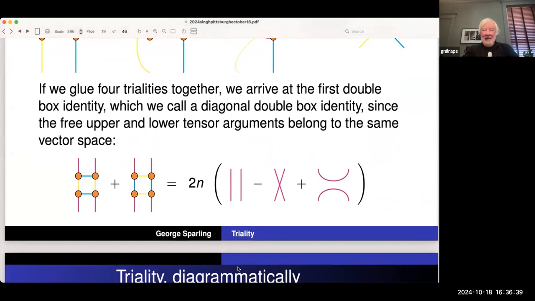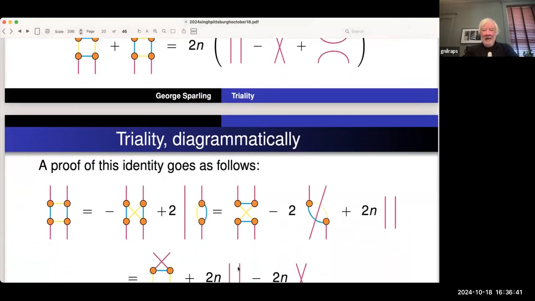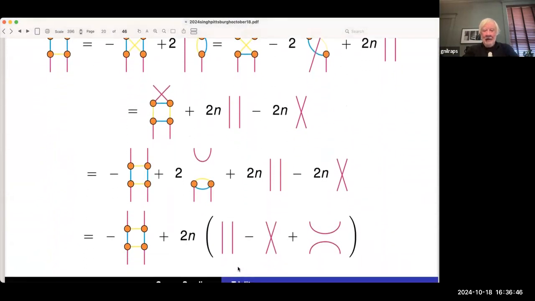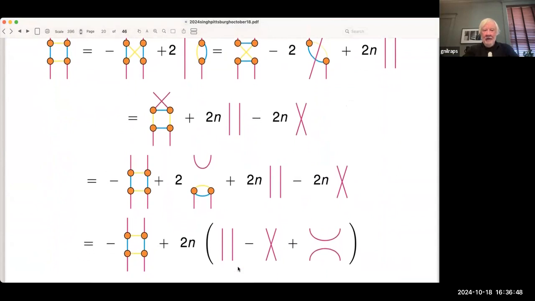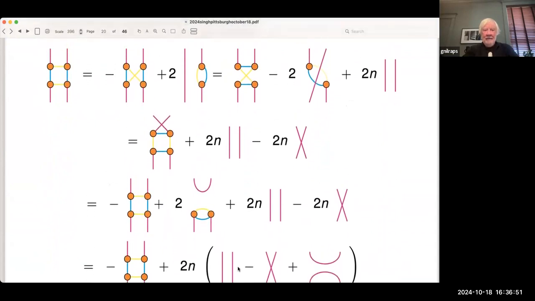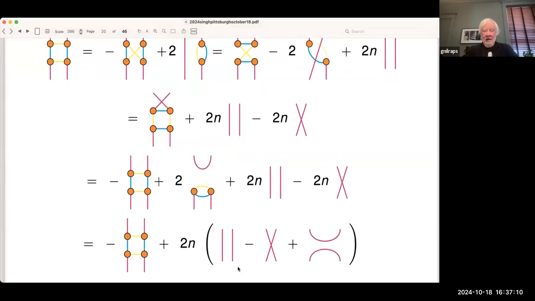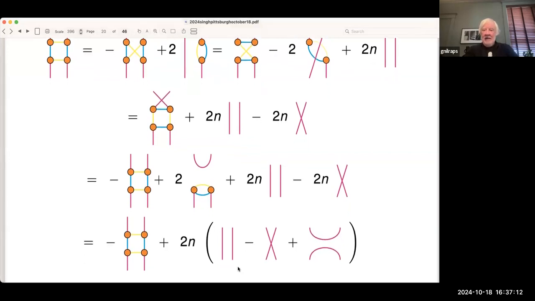Anyway, you glue triangulities together in boxes, and you prove various relations. So I don't want to dwell on them too much. But eventually you can show that on this page, for those who can see, I've looked at 4 triangulities glued together in 2 different ways. We show that they're related to each other, apart from things involving the Kronecker delta. And notice as you do so that terms involving the dimension n come in.